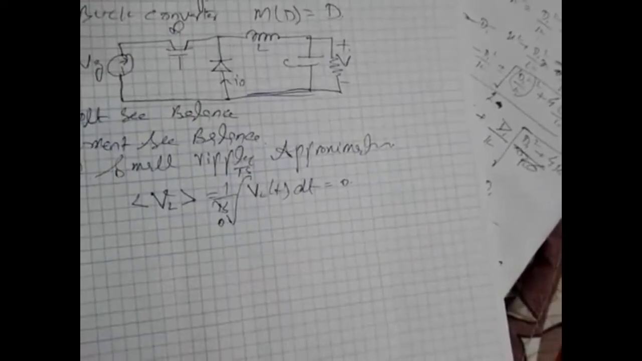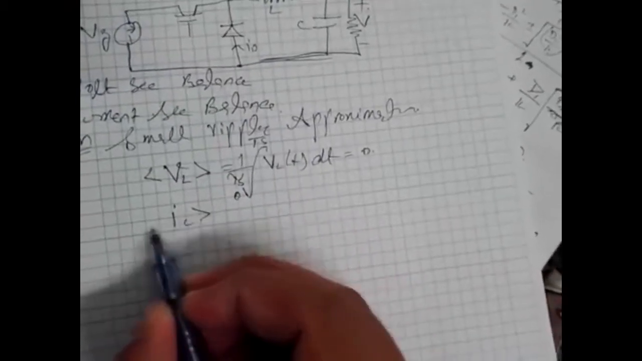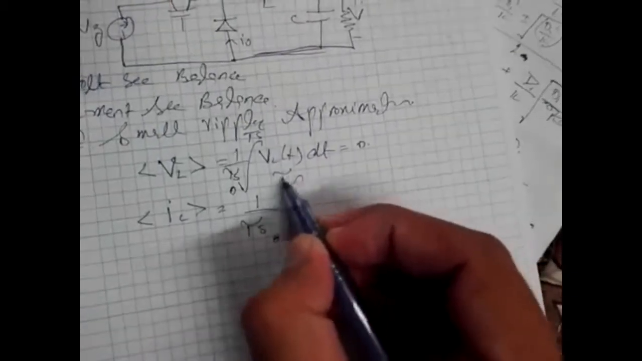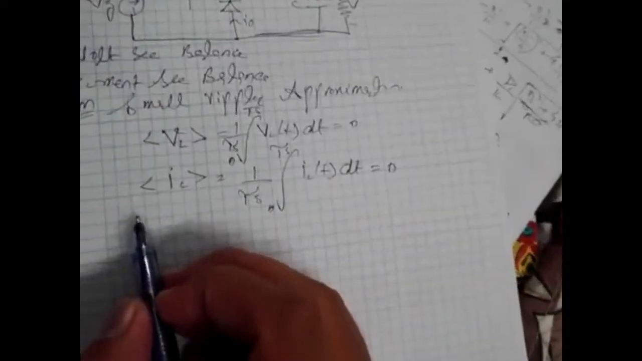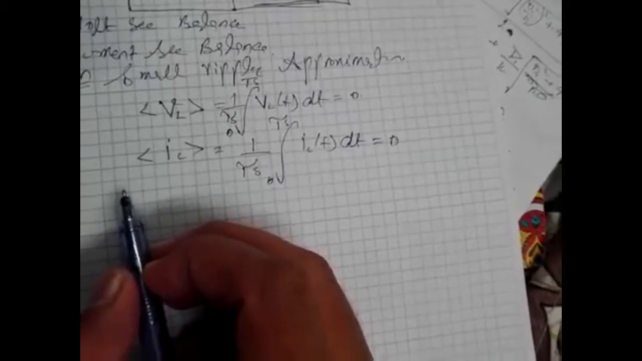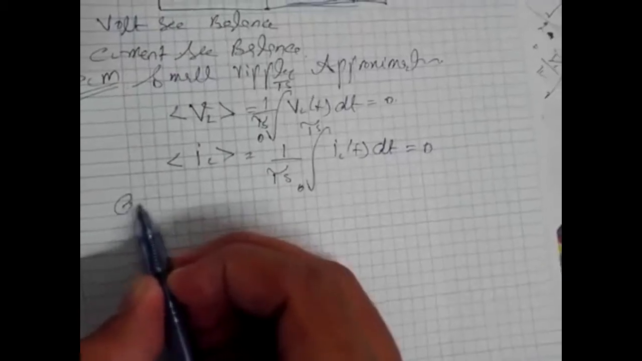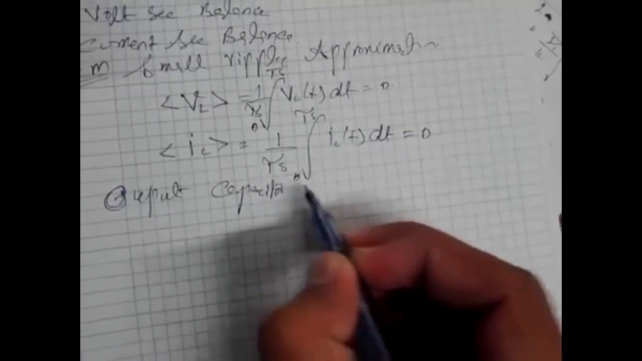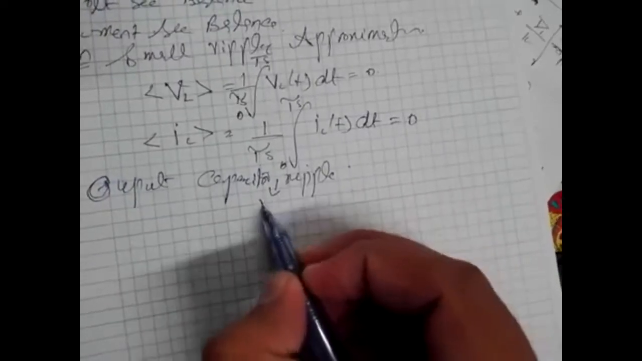Now here for the capacitor we look at the current: the average current must be equal to 0, so 1 by Ts integral of iC(t) dt is equal to 0. So now let's look at the linear ripple approximation and the output capacitor voltage ripple.